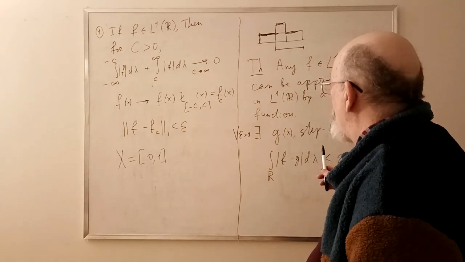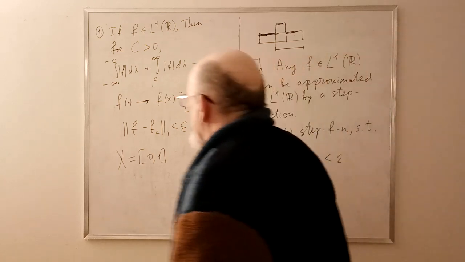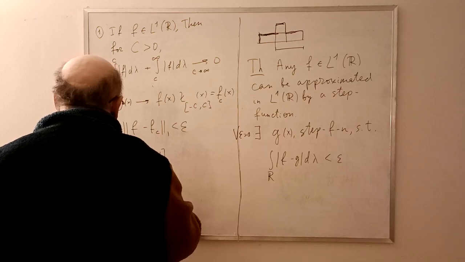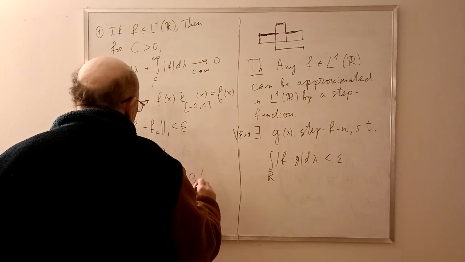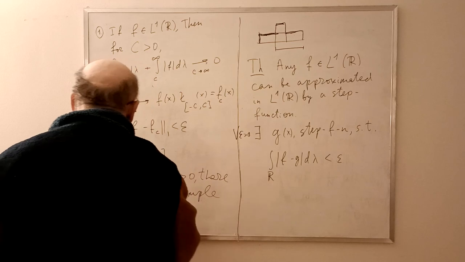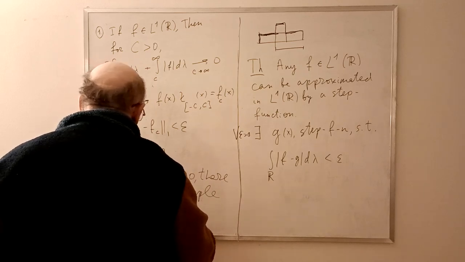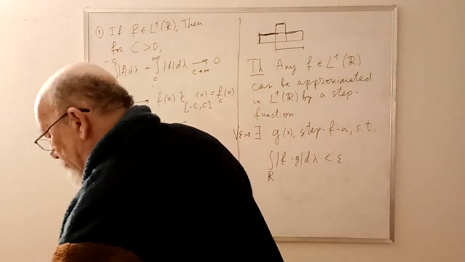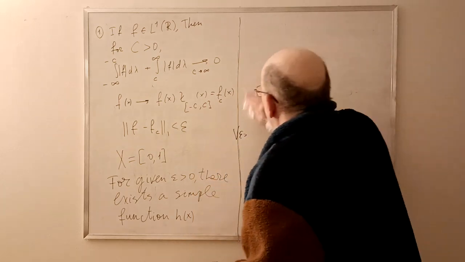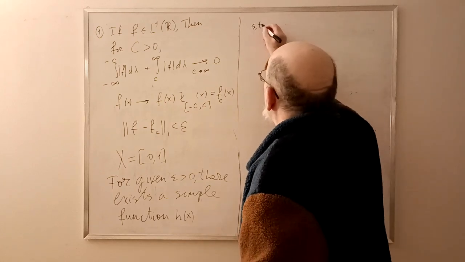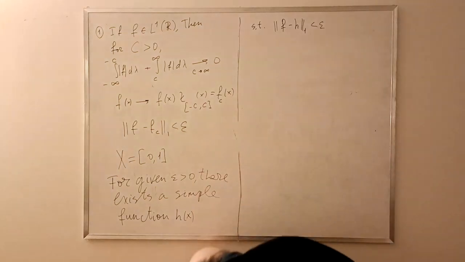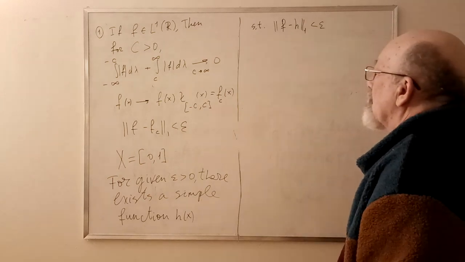Second thing, using what we found before, we can find the first approximation given epsilon. There exists a simple function h(x) such that the norm of f minus h in L1 is less than epsilon. So we can do this.